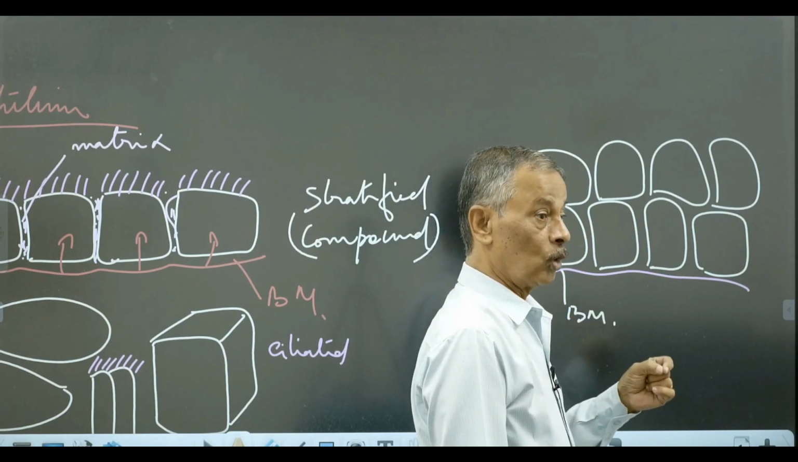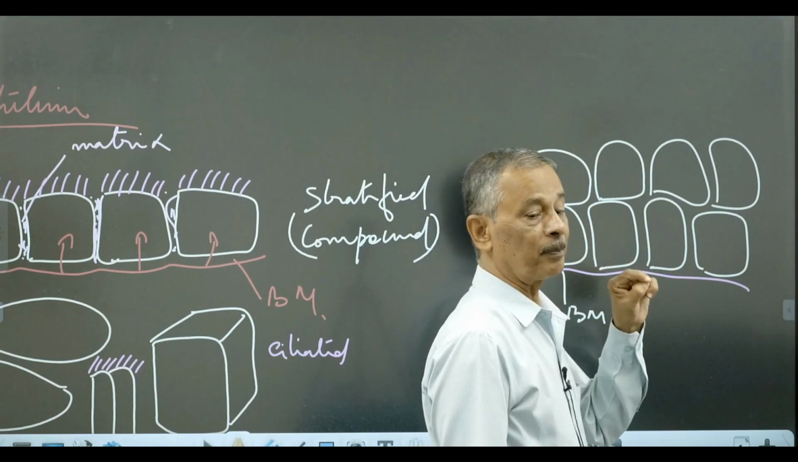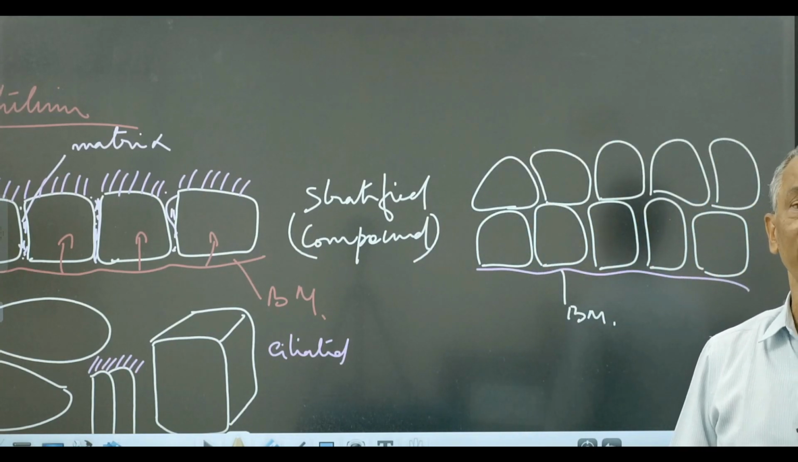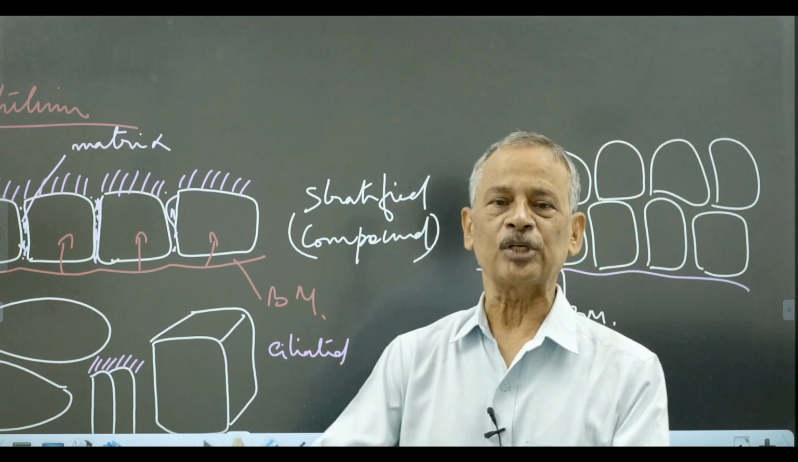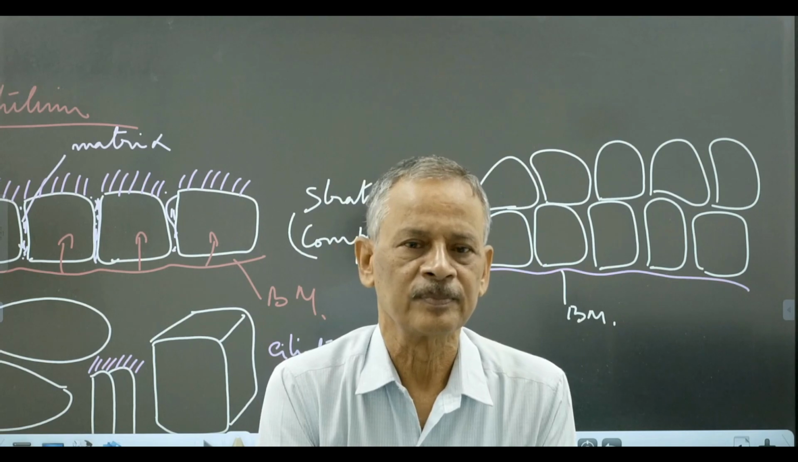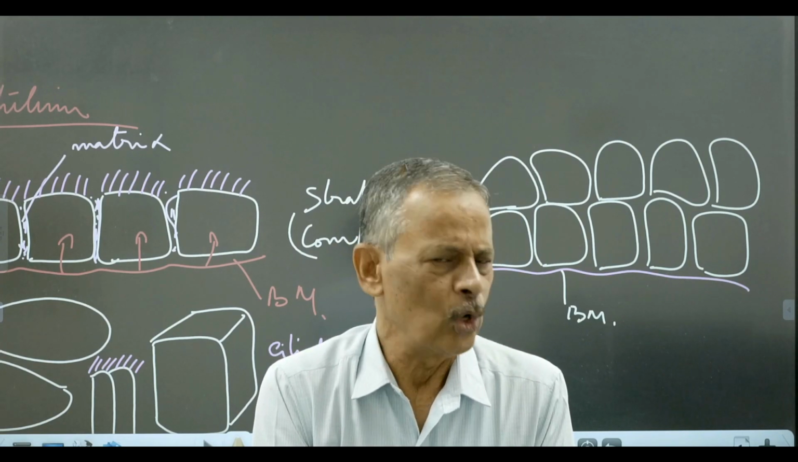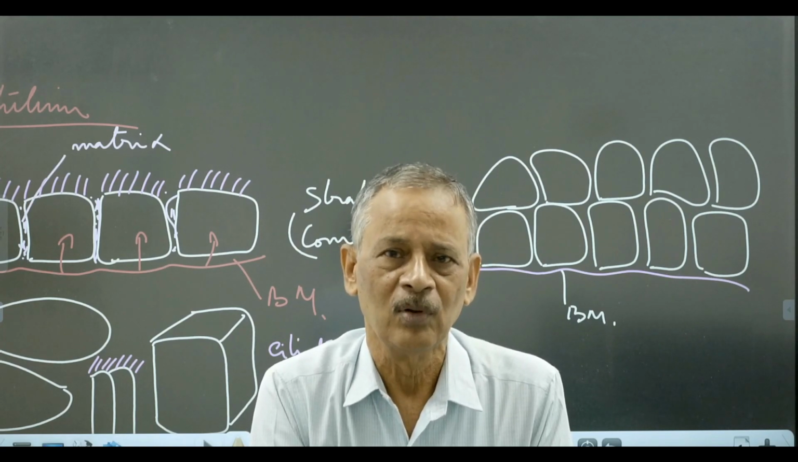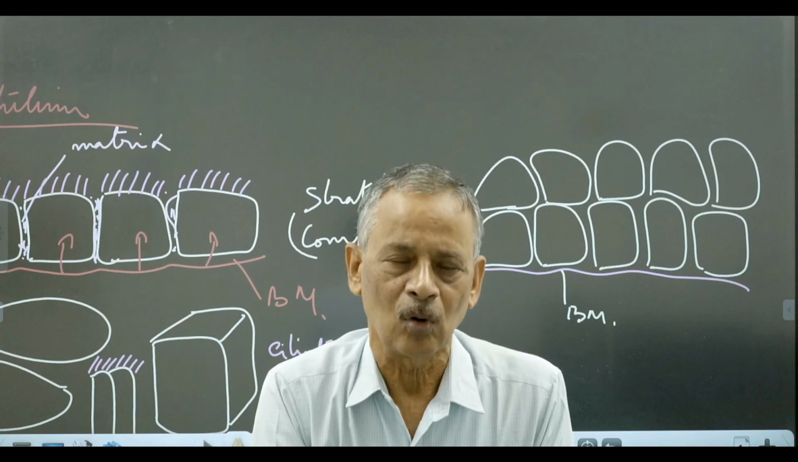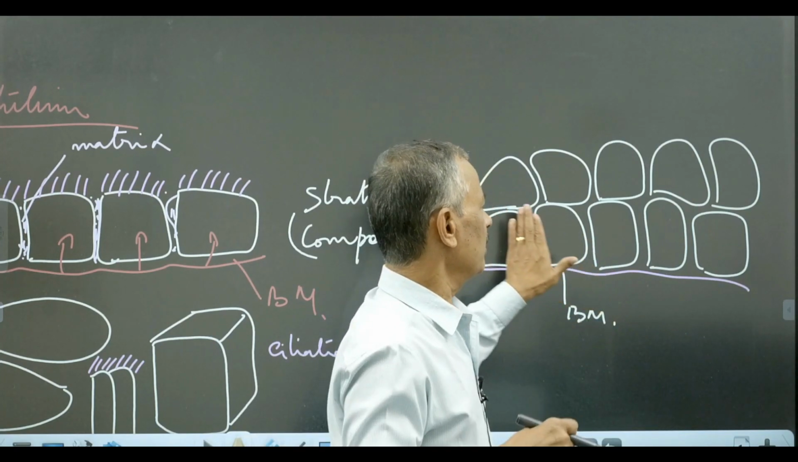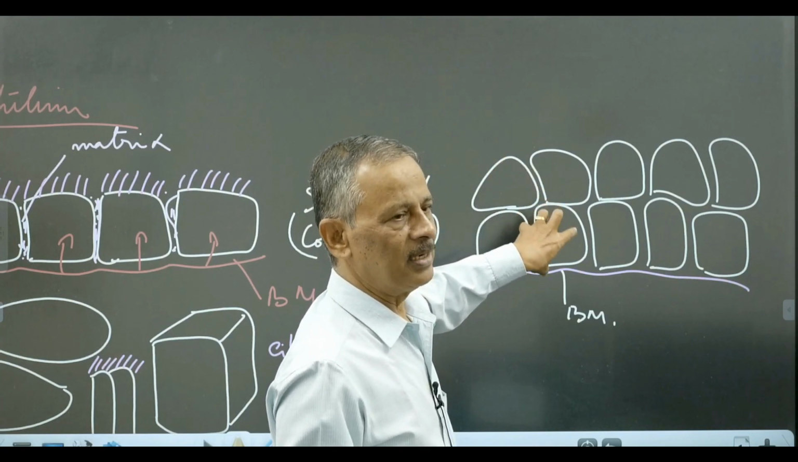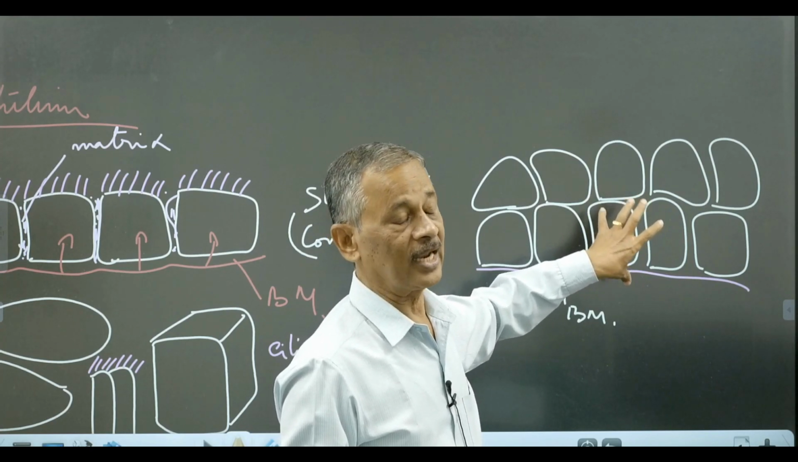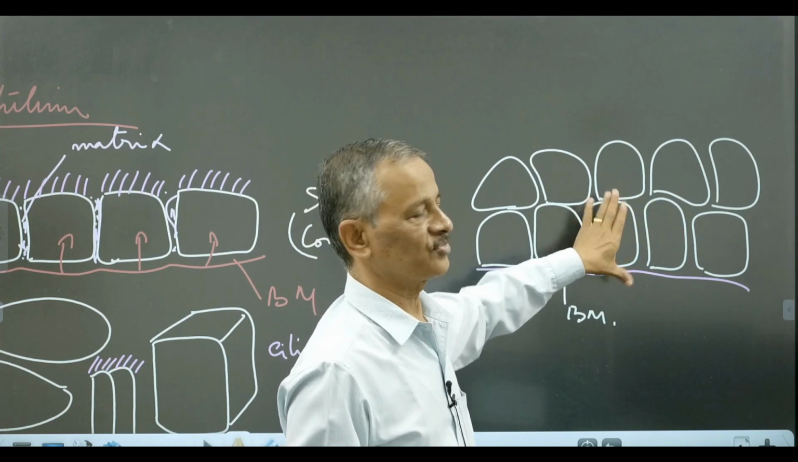Okay. Now, these compound epithelia are mainly concerned with protection. They give mechanical protection and protection from chemicals. That is the main function. No absorption or secretion is possible with the help of such stratified compound epithelium. Instead, this epithelium is mainly concerned with covering, protecting against mechanical and chemical stresses.